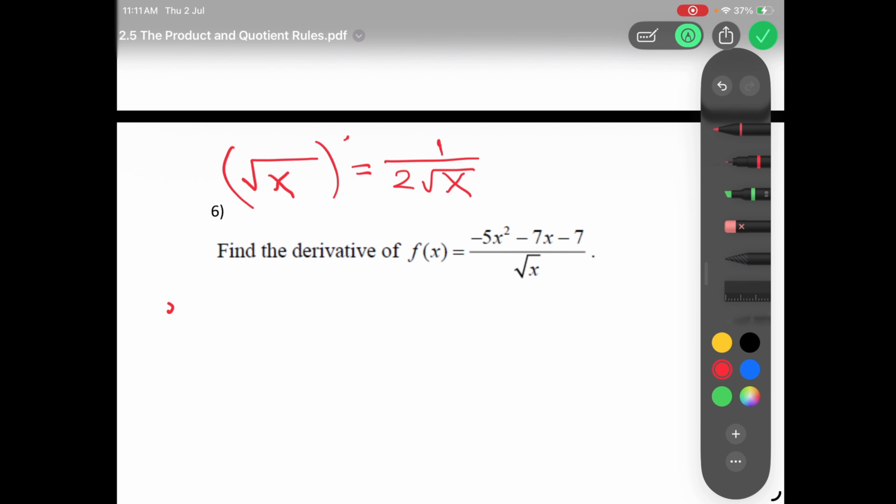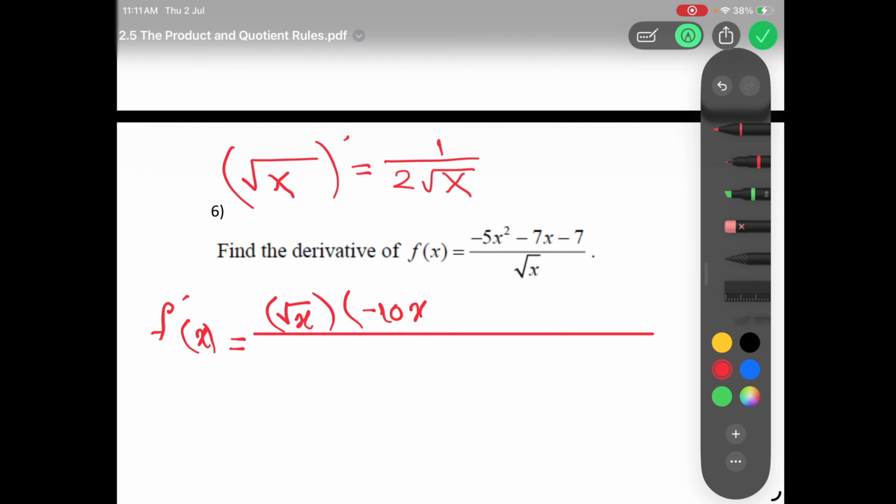So f prime of x, okay, whatever is in the bottom, I will take it to the top, radical x. I will differentiate the top, so it will be minus 10x minus 7, minus, I will keep the top as it is, minus 5x squared minus 7x minus 7.